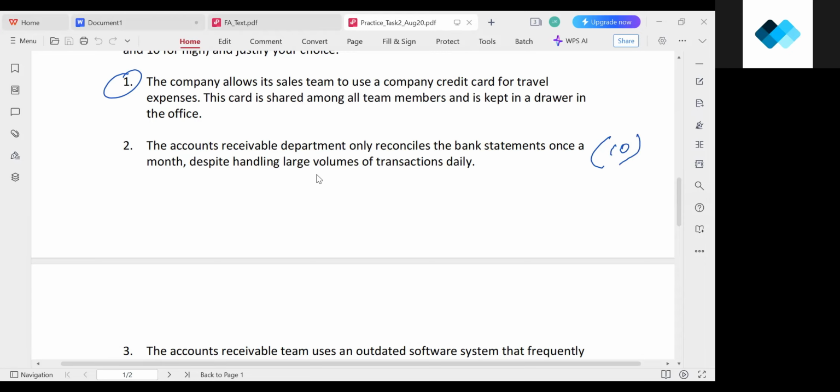How would you justify your answer? Whenever a card is shared among team members with minimal control over it, it increases the risk of misuse or fraud significantly. There is no individual accountability in this case. No one knows who is using the card, so it is further aggravating the risk. Okay.